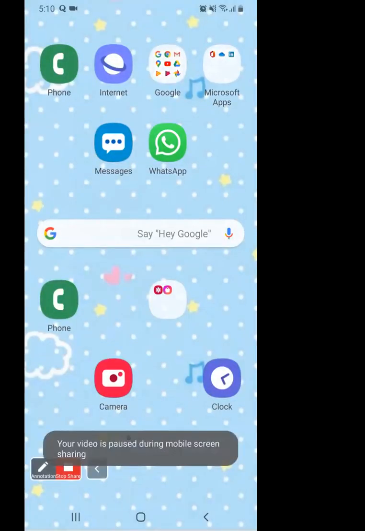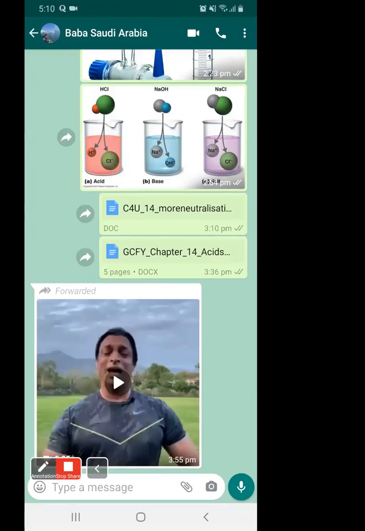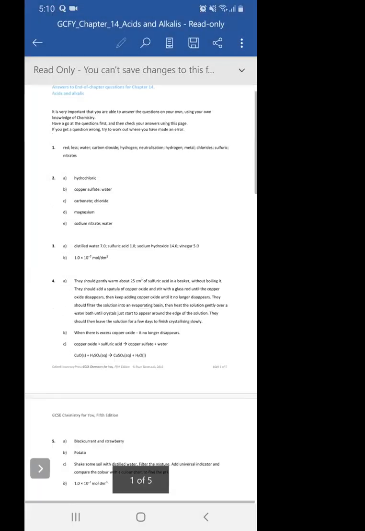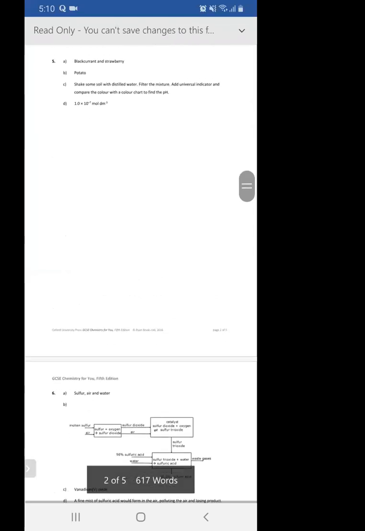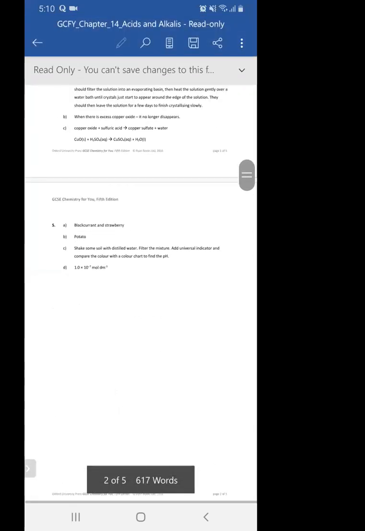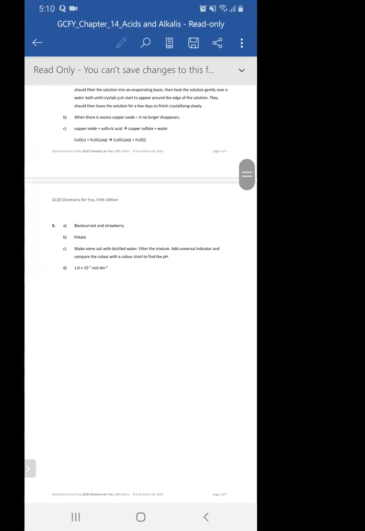See, am I sharing my screen with you? Can you see my screen? Yes. What can you see? Can you see the answer? No, you cannot see the answer. Okay, let me. Sorry. Okay. Now can you see? Yes.